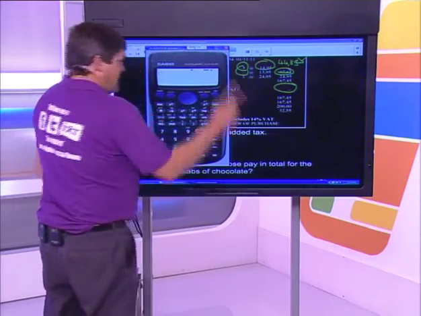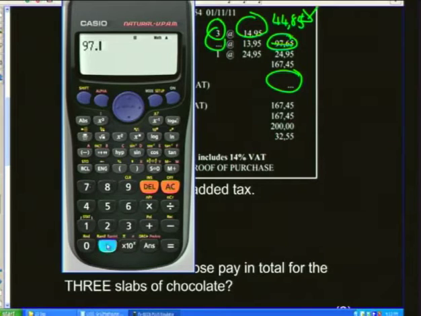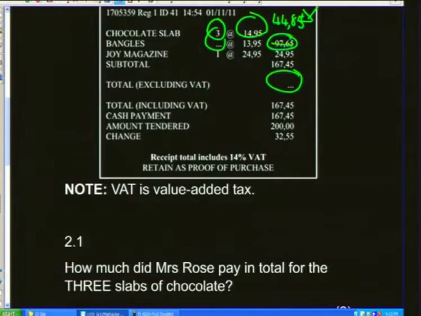Or a quicker way is to do the following. Say, I know I'm spending 97 Rand and 65 cents on bangles. If each one costs me 13 Rand 95, if I say 97.65 divided by 13.95, I'm going to get my answer, and there she is, 7 bangles. Okay? So I know I've got 7 bangles. Now, folks, you will know you've made a mistake if you got 6,3 bangles, or 6,8 bangles, or 7,4 bangles. Why? Because you can't buy comma something of a bangle.